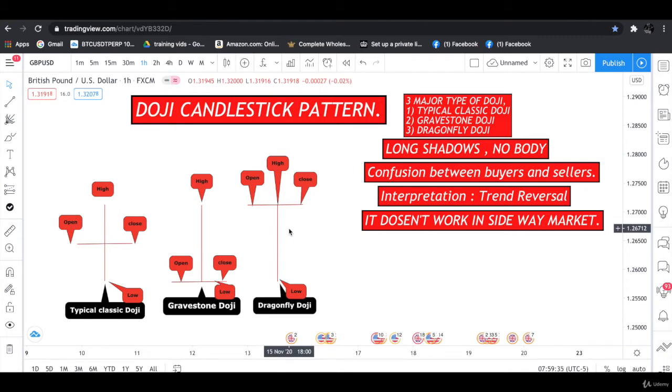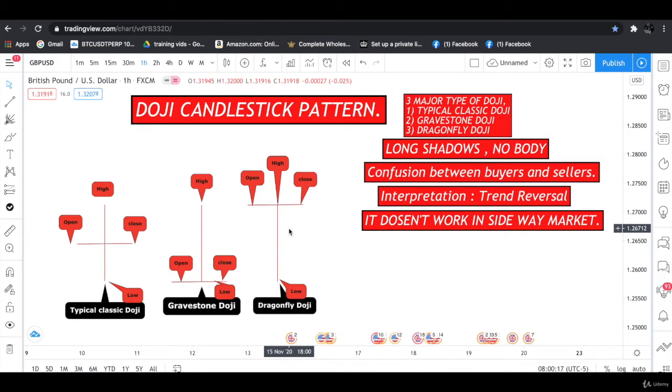So what is the interpretation of a Doji? The interpretation is simple. Whenever a Doji is found on a bigger time frame on a chart, it means that the trend is about to reverse. If the market is in a bearish sentiment, it will now rally towards the upside. If the market is in a bullish sentiment, it will move towards the downside.